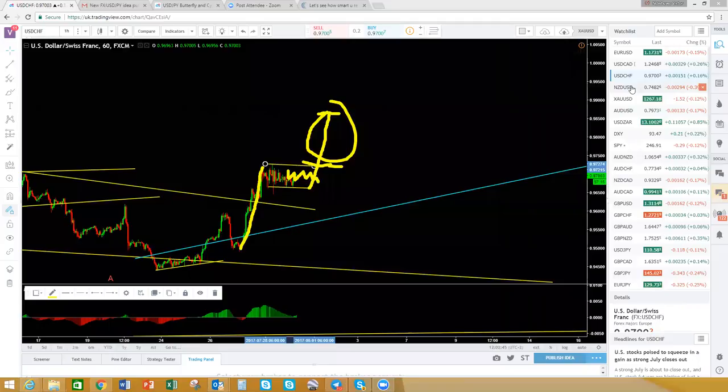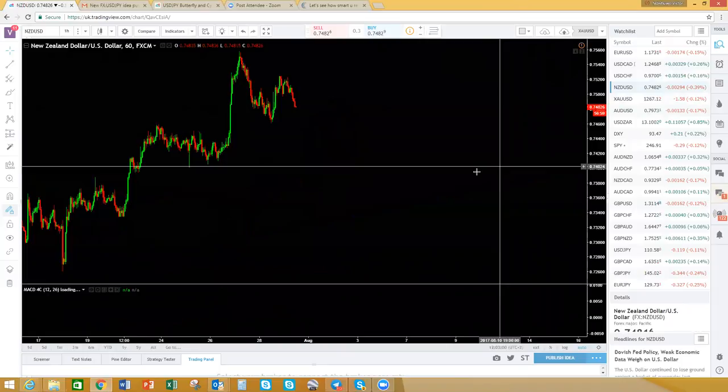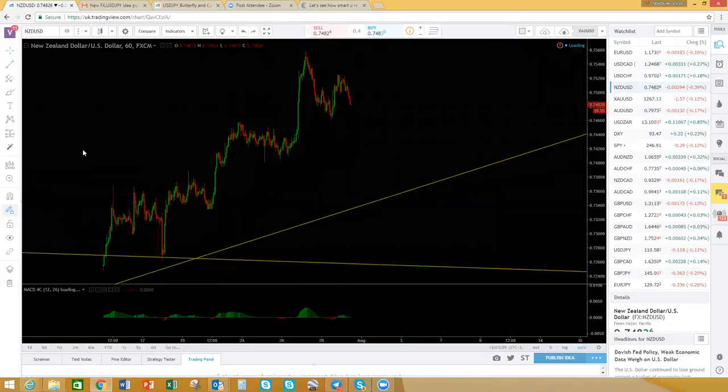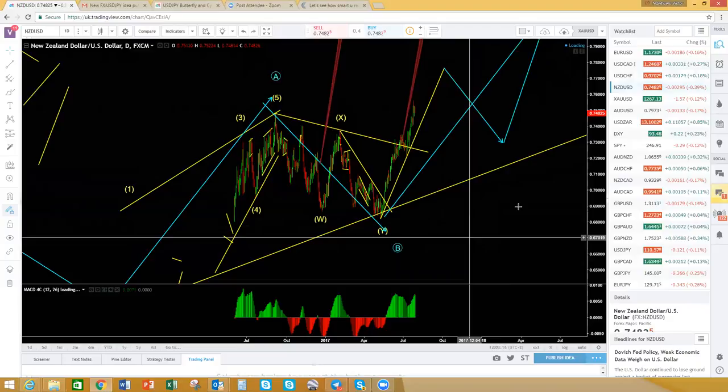Okay, New Zealand US dollar, a very interesting pair. The next one that we're going to look at now. Let's look at something very interesting on this pair. This pair has been getting a lot of people frustrated of late. I'm going to go to the daily chart. Let's see if I can see clearly on the daily chart, otherwise we'll go to the weekly. It's been getting a lot of traders frustrated, including myself, because it did not do what I expected it to do. But now we've got a clear view.